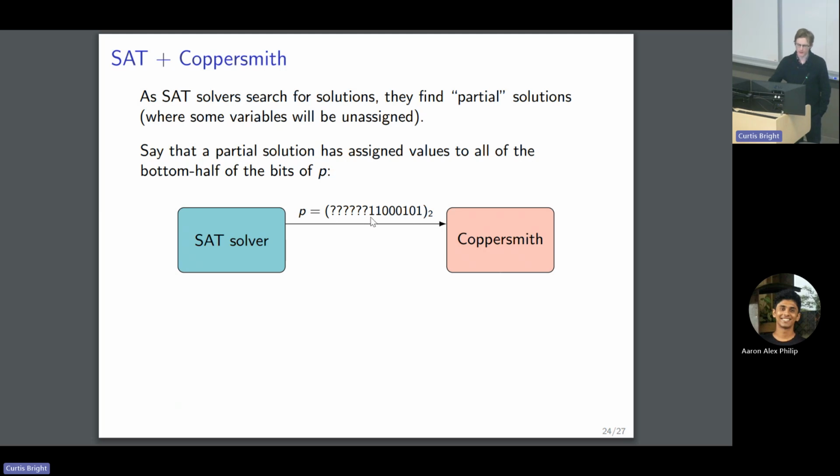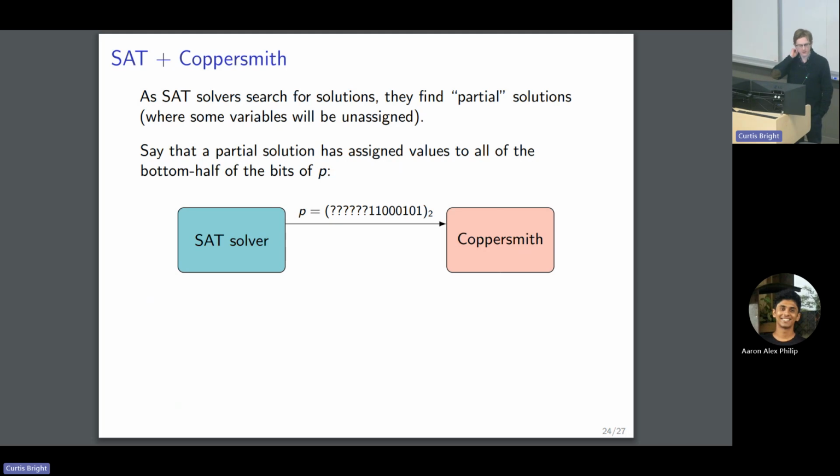Let's say we know all the bits. We guessed the low bits to be 1.000.101. What do we do? Well, the SAT solver can just now start guessing variables for the higher bits of P, right? It would start guessing values for these bits.